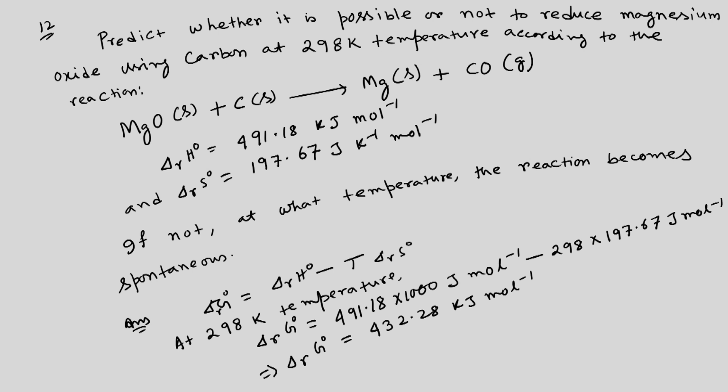Okay. So the value of delta G naught is positive, greater than 0. So the reaction is not feasible at 298 K temperature.